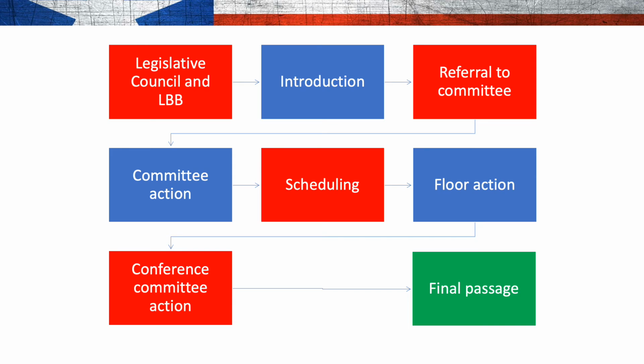There is floor action, meaning it is read and considered by the chamber. It is sent to a conference committee, which just makes sure that the House version and the Senate version match up, and negotiates the different discrepancies, and then it's voted on and finally passed. So we will go through that a little bit more in detail.